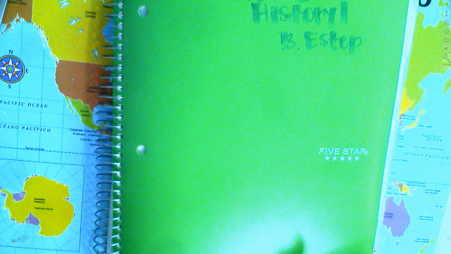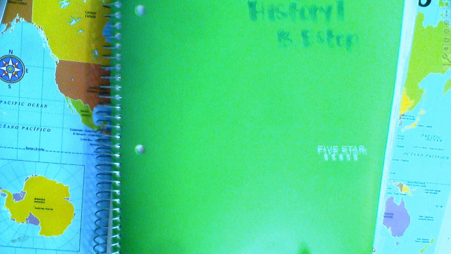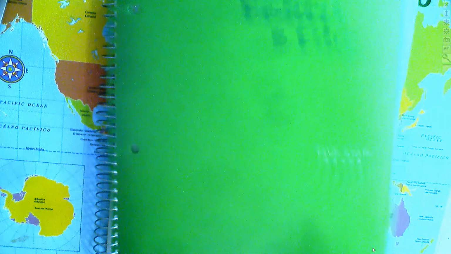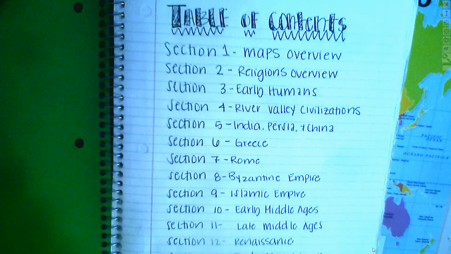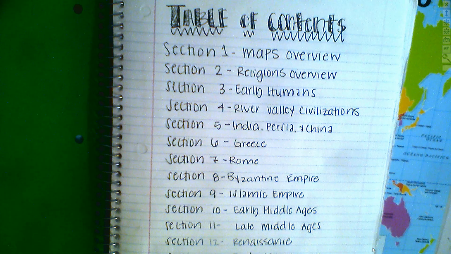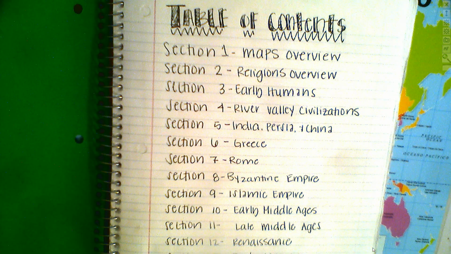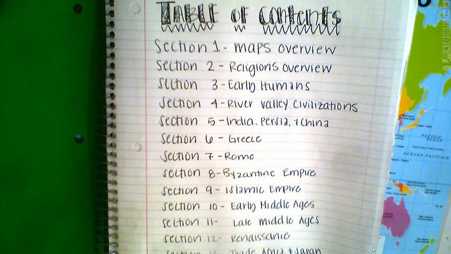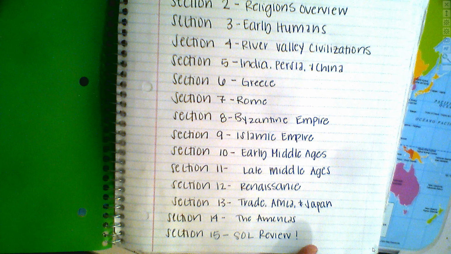Of course, we're going to be doing a lot of cutting, gluing, putting in maps, important pictures that you'll see on the SOL and whatnot. The first page after you open the cover should be your table of contents. We start off with maps and religions as overview units. Then we move right into our actual SOLs broken down by section. We actually have 15 sections. We go to SOL review at the end and some post SOL reviews.